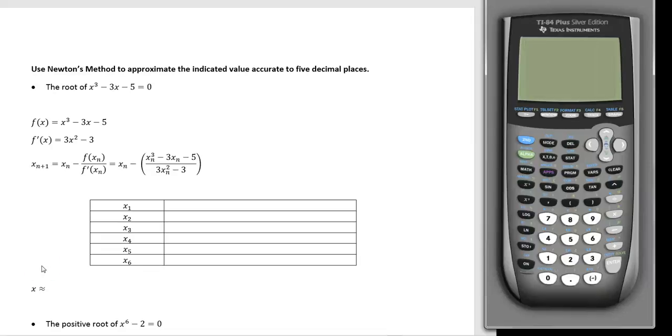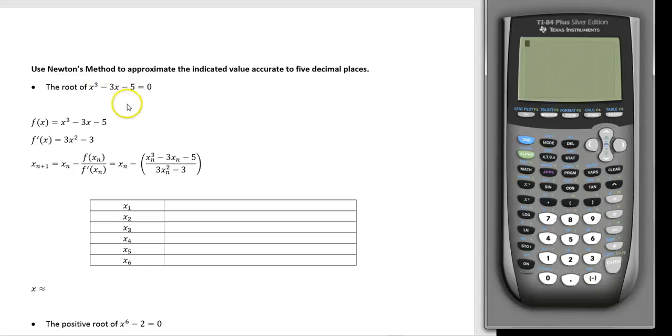In this video, we will illustrate how we can quickly and efficiently apply Newton's method via the calculator. So to begin, let's look at the motivating example. Newton's method is used to solve where a function is equal to 0, and we would like to use it to find the root or the solution of the equation x cubed minus 3x minus 5 equals 0.